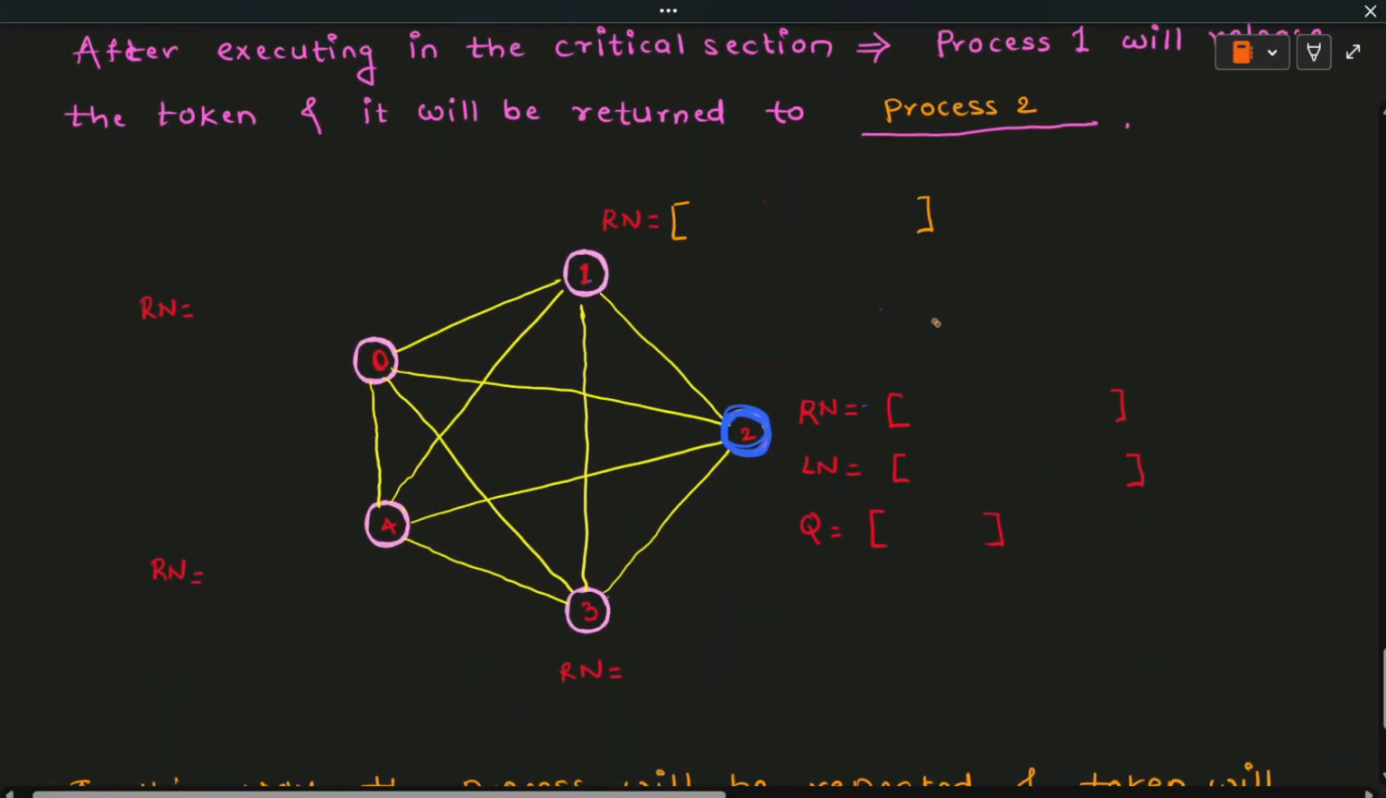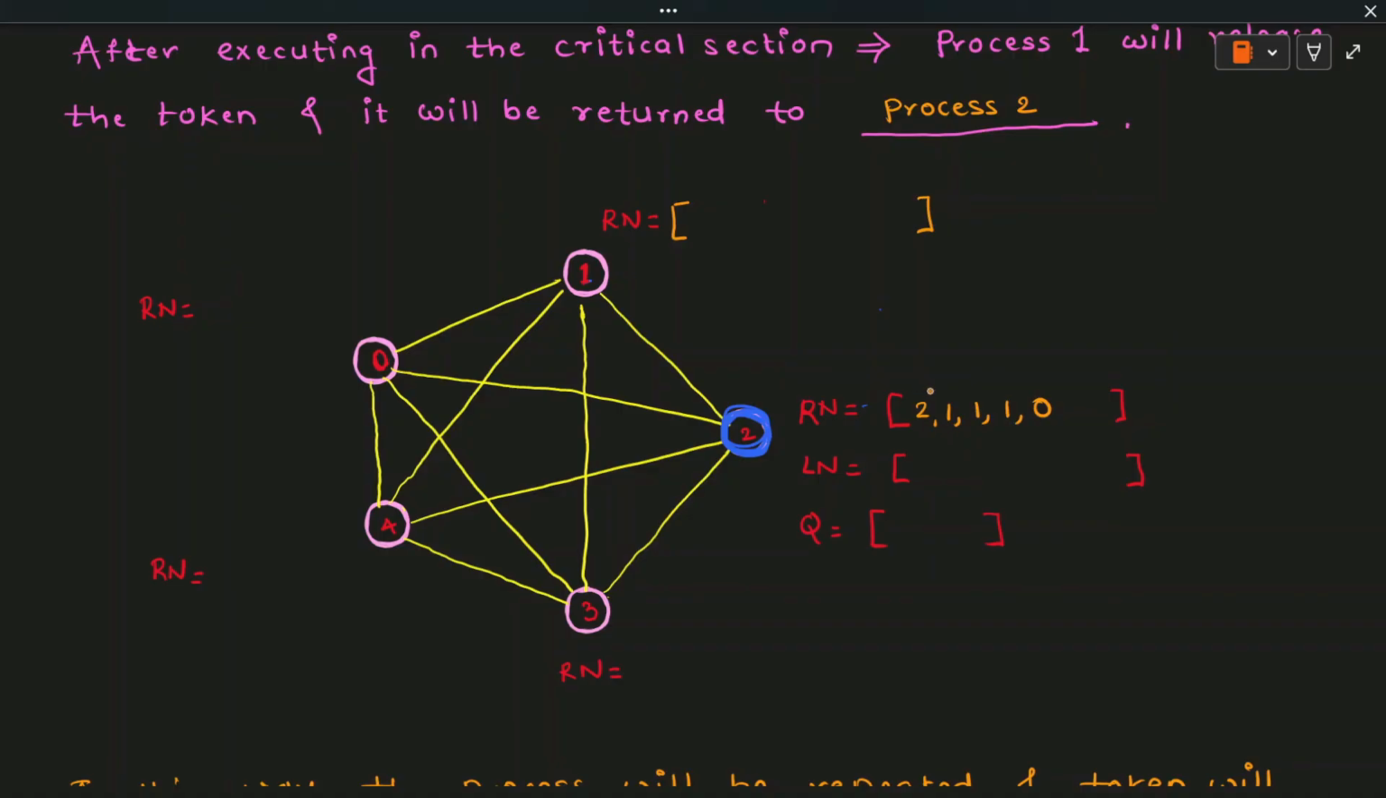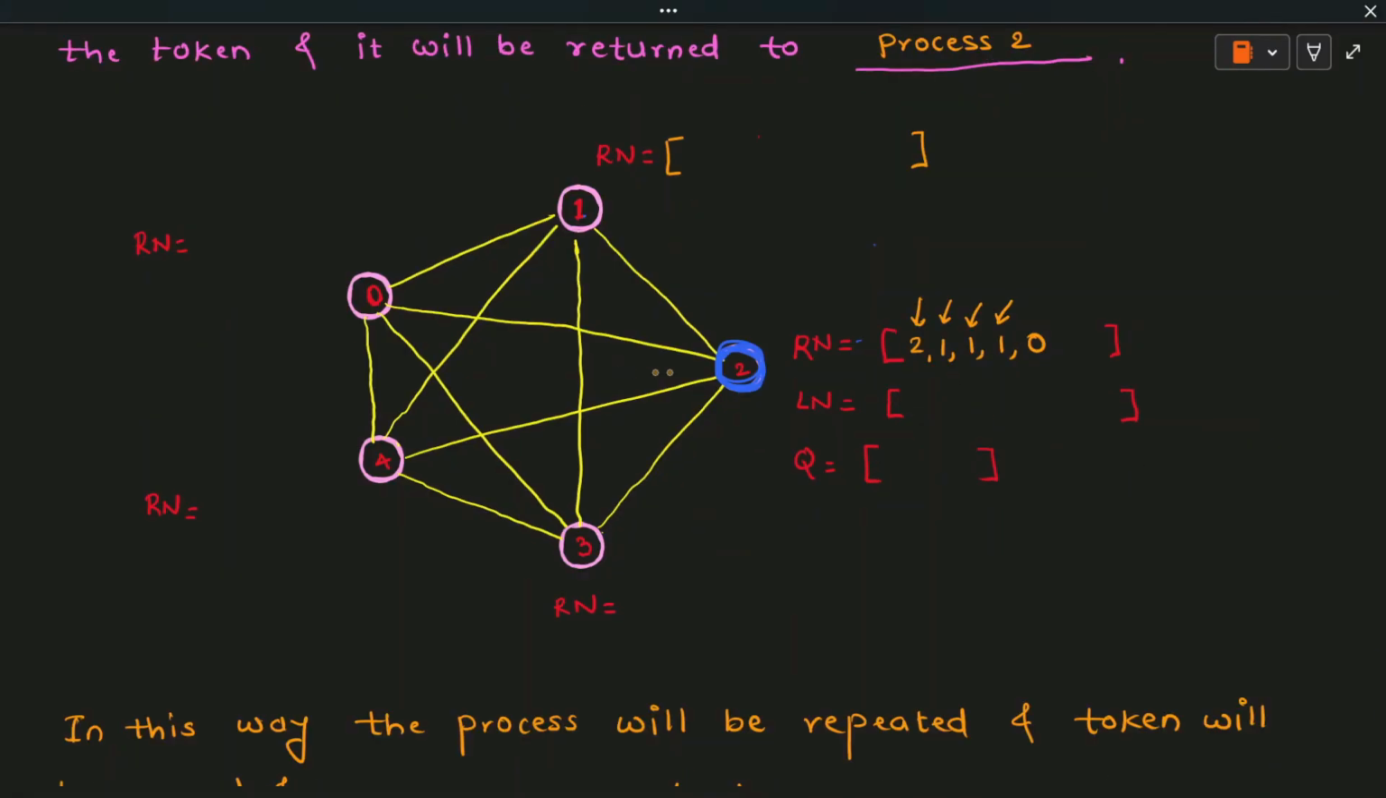Let's go ahead. Now the token will be transferred to process 2. So the content of Rn at process 2 is going to be 21110. As we know, 2 is the number of times a request has been made by process 0. 1 is the number of times a request has been made by process 1. Here is the number of times a request has been made by process 2 and by process 3. Now the content of the ln array will be 1, 1, 0, 0, 0.